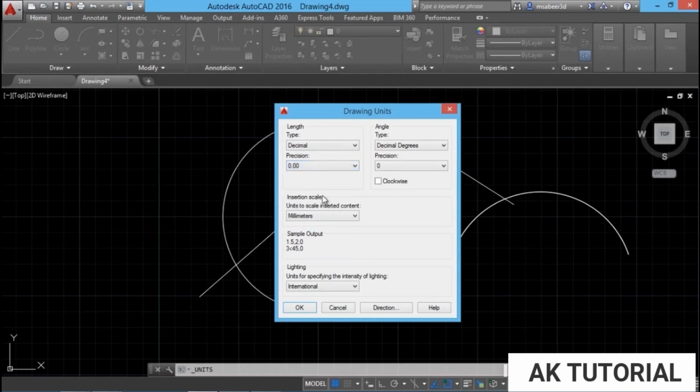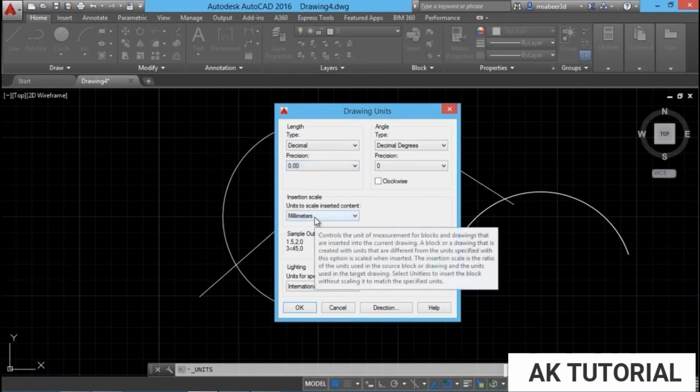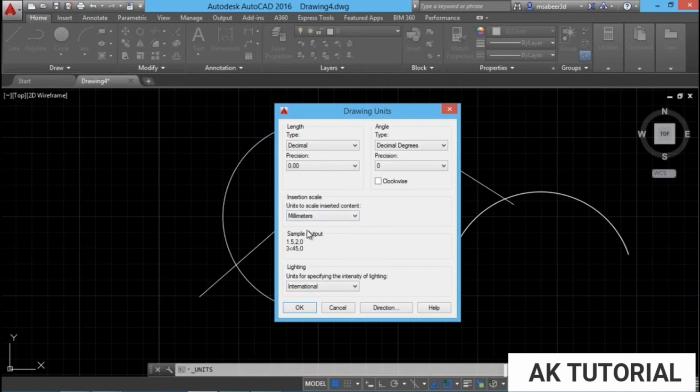Next, we have an insertion scale option. In AutoCAD, you can insert an external block, which is nothing but an external object or an external drawing, into the current drawing. Suppose that external drawing is drawn in different units. AutoCAD will scale that inserted drawing in such a way that its unit matches with the unit of the current drawing. Next, we can set the lighting units, which I'll set at international.